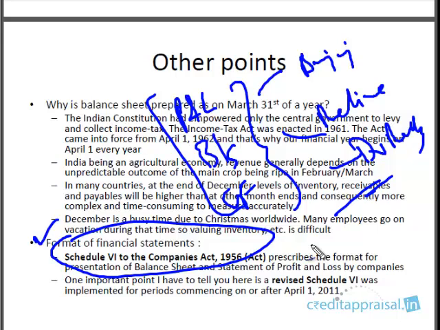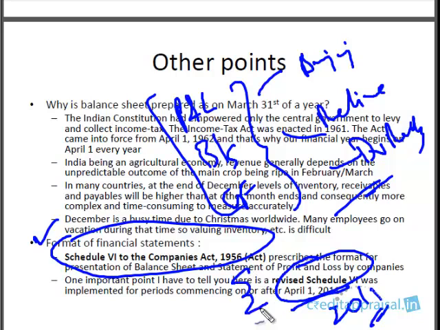There is another important point I would like to bring to notice at this stage: there is something called a revised Schedule 6. For the period commencing after April 1st, 2011, you need to follow the revised Schedule 6. We will come to this in a separate chapter, where I will tell you what the revised Schedule 6 is and in what way it was different from the original Schedule 6. But for the moment, just remember that the balance sheet and P&L account have a particular format prescribed by the Companies Act, and every company follows that format.